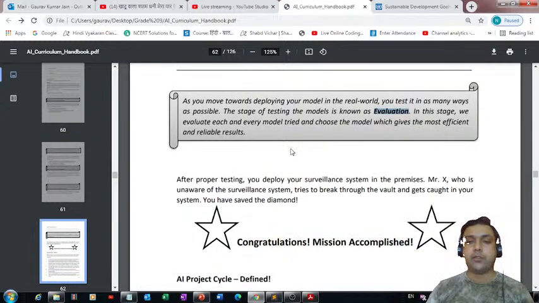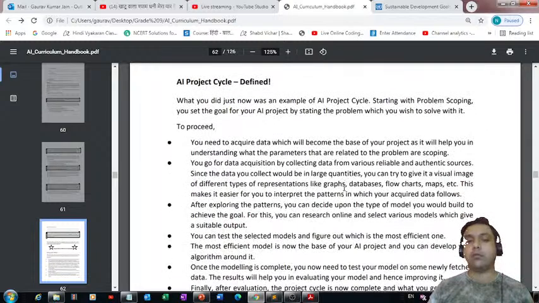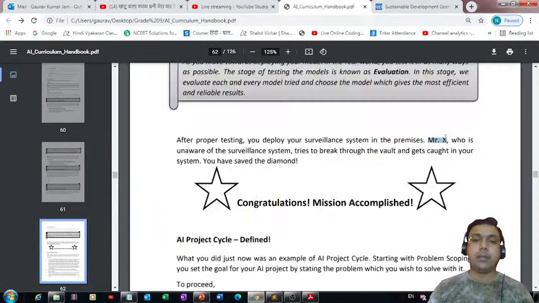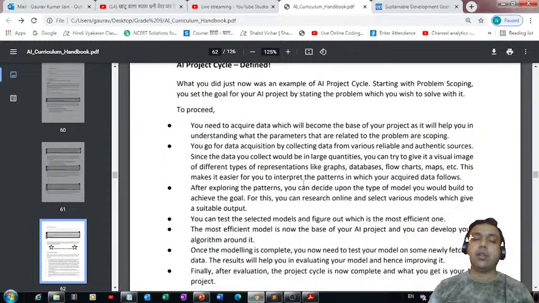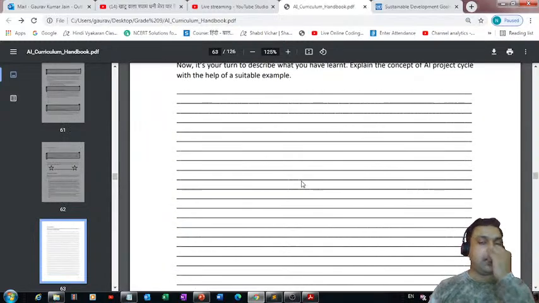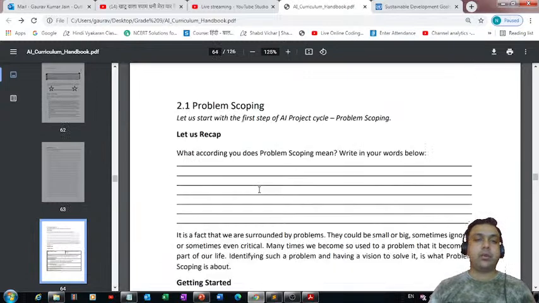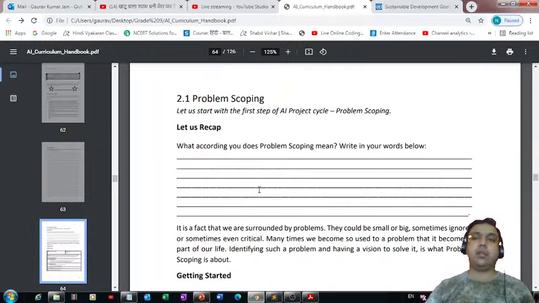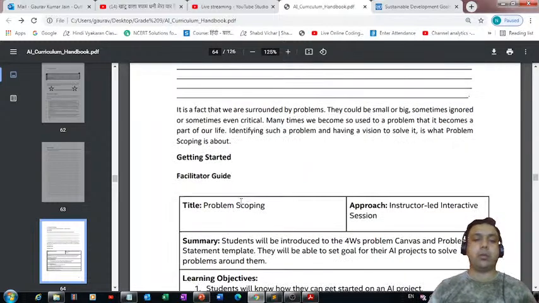Once the artificially intelligent secure system is developed, we are done with developing a highly secure surveillance system. We will put it in the premises and then evaluate its performance. If Mr. X becomes successful in breaking through the door and stealing the diamond, it means our surveillance system is not good, so we'll discard it. And if he is not able to do that, then it means the surveillance system is perfectly fine and we can use it. So these are the five stages we'll have to take into consideration while developing an intelligent machine for a particular problem.